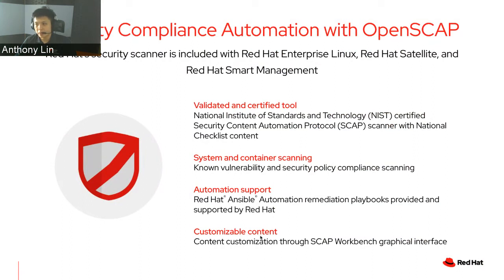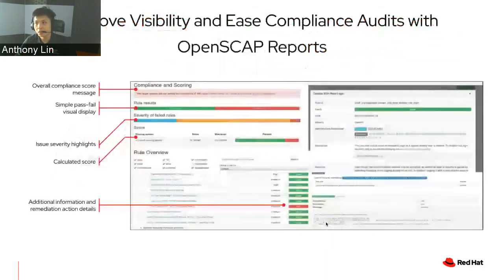There's also customizable content that you can do via the SCAP Workbench graphical interface. It kind of looks like this, right? You can see that with the scan, you get the results. It shows you the overall compliance score, right? What are the things that did not meet the conditions, right? It shows you whether things are good. Is it a pass or fail, right? You can issue severity highlights, calculated score, for instance. What are the other information and remediation details that can be done for the things that did not pass, right?